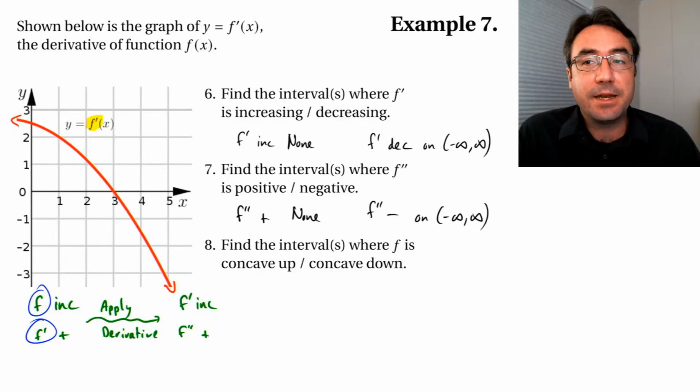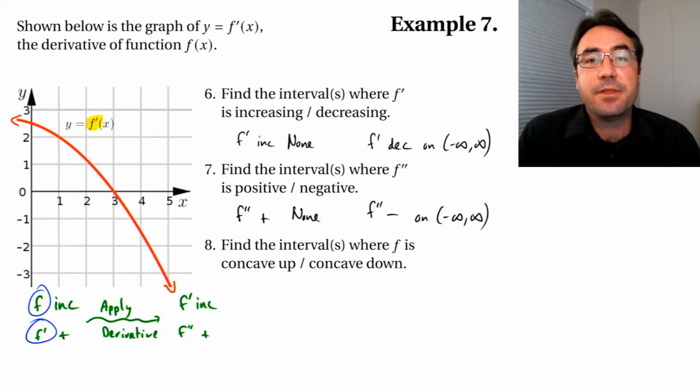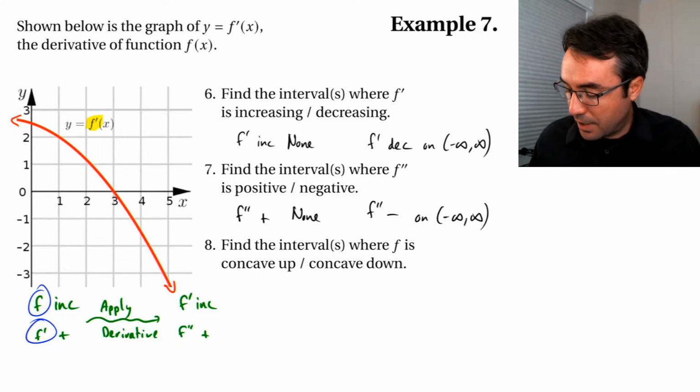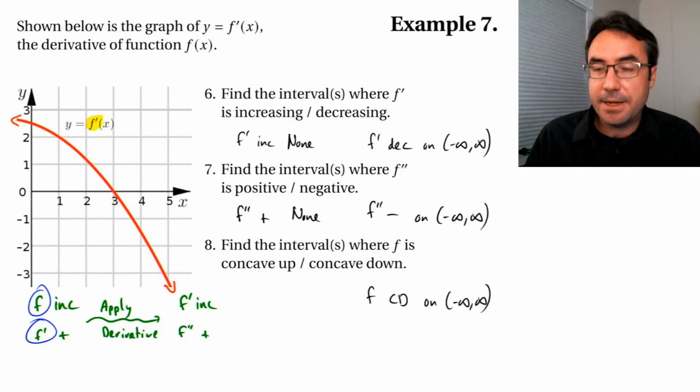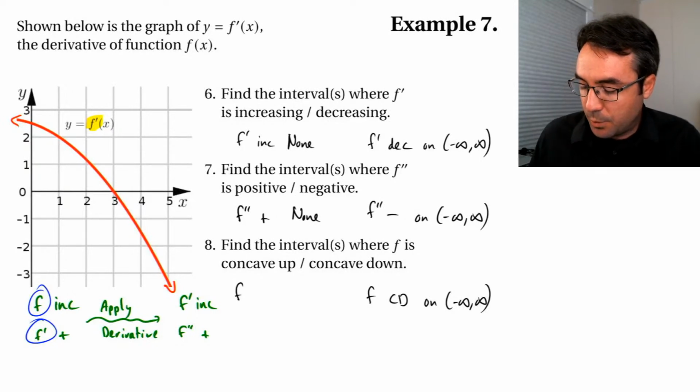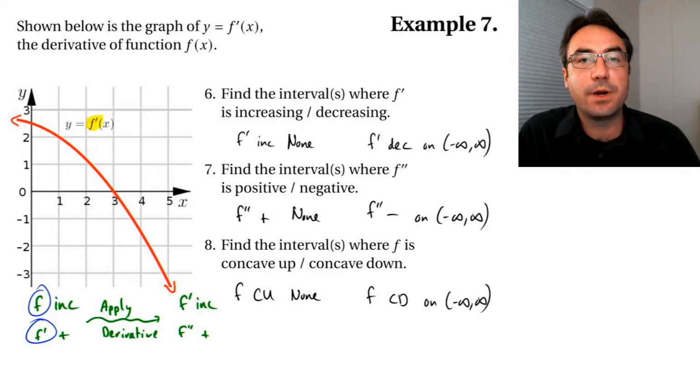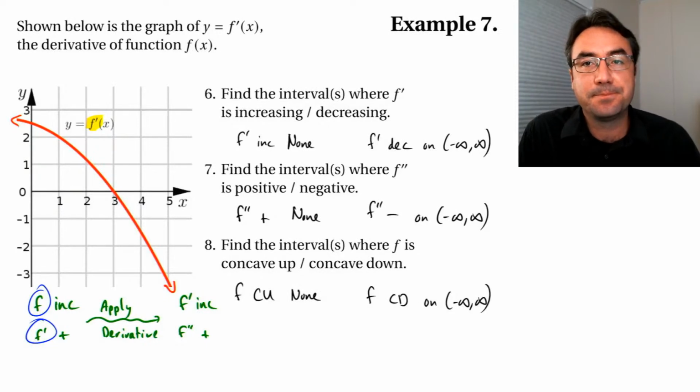Same thing goes for negative and decreasing. So that's how we can get this relationship. If we know f prime is decreasing, then that means f double prime must be negative. And if f double prime is negative, that means f is concave down. And since f double prime is never positive, that means f itself must never be concave up. There's no interval where the graph of f must be concave up.